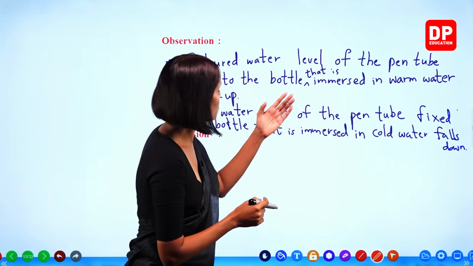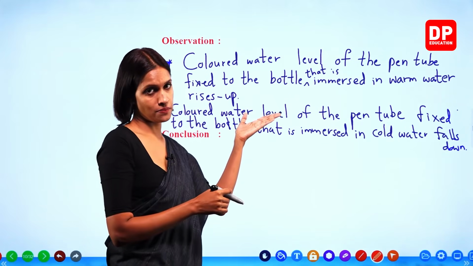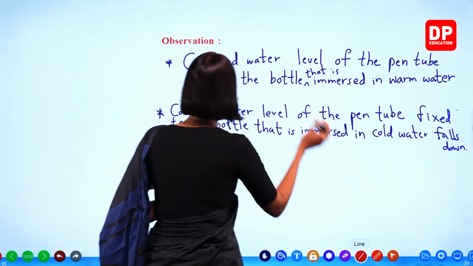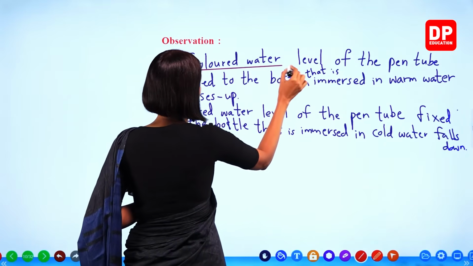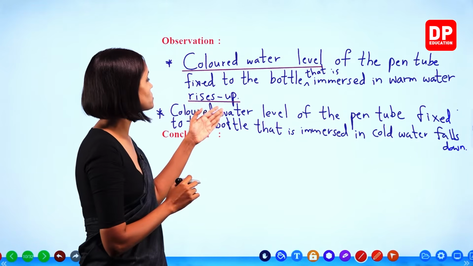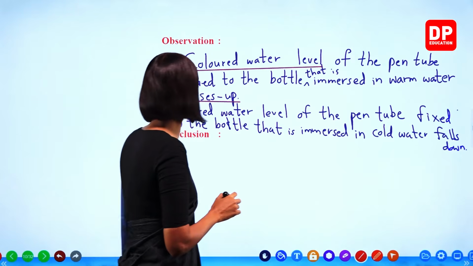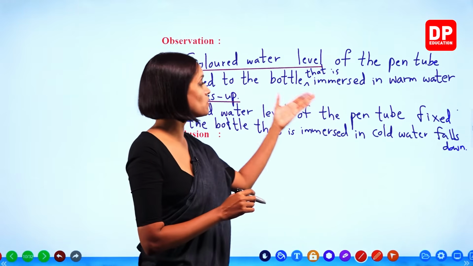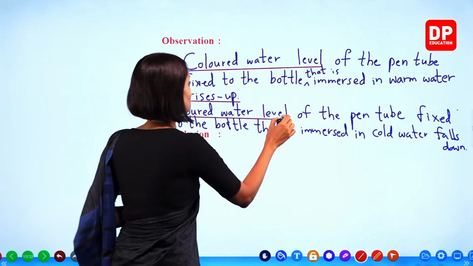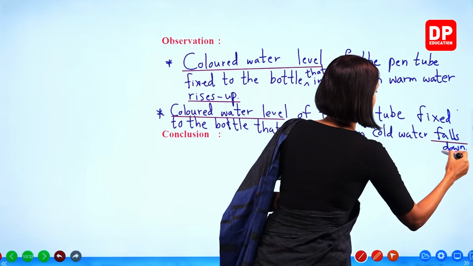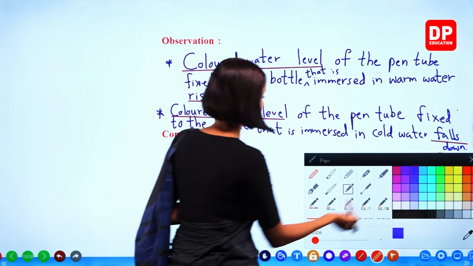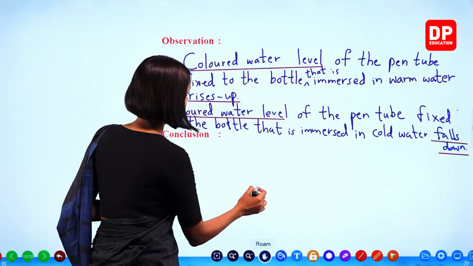Right? Colored water level of the pen tube fixed to the bottle that is immersed in warm water rises up. Colored water rises up here. Here, colored water level of the pen tube fixed to the bottle that is immersed in cold water falls down. Now we learn the reason for this also. We will write the conclusion.